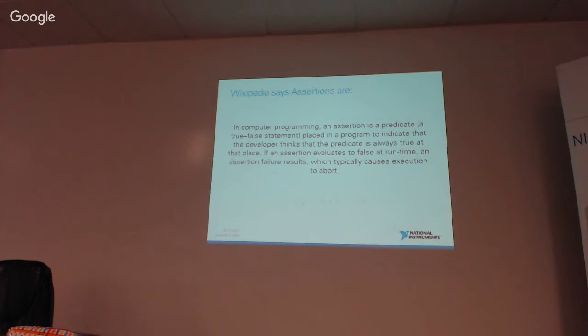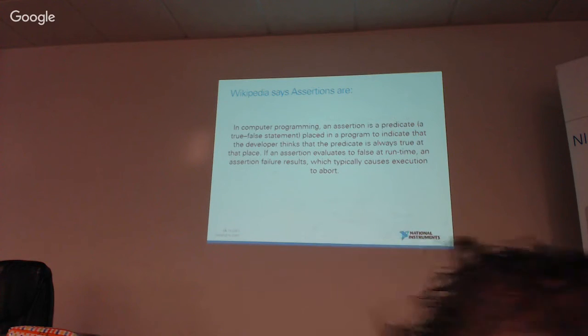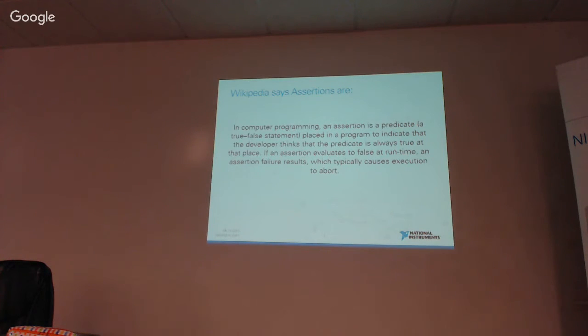So effectively, if you go on Wikipedia, it says assertions are predicates placed in the program to indicate that the predicate is always true. If it evaluates to false at runtime, then an assertion exists, which typically causes the application to abort.